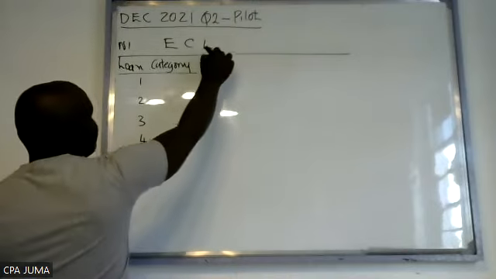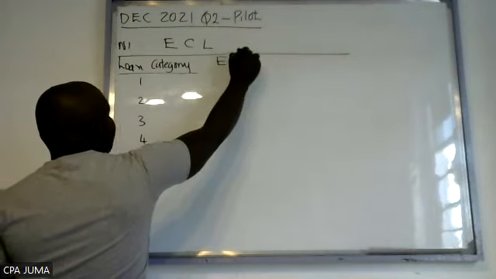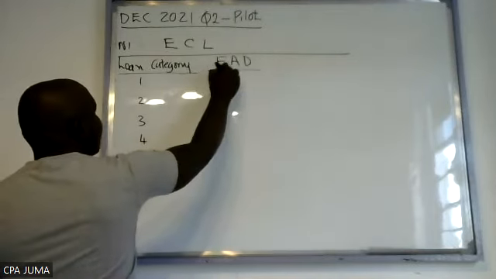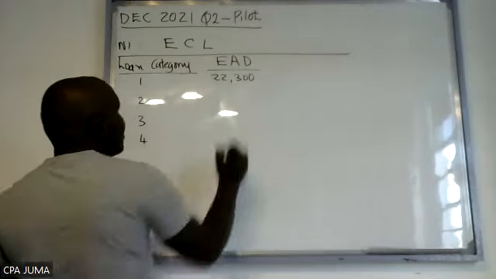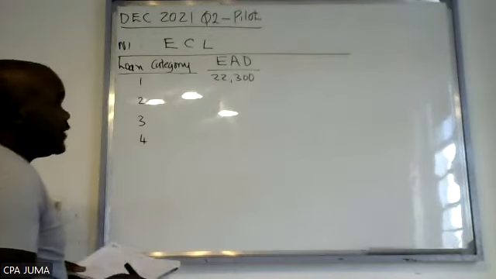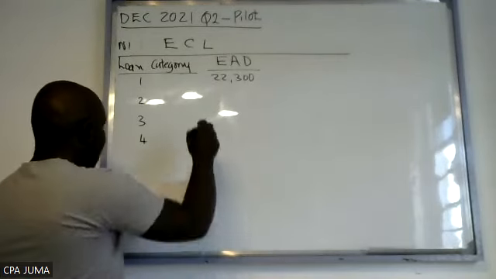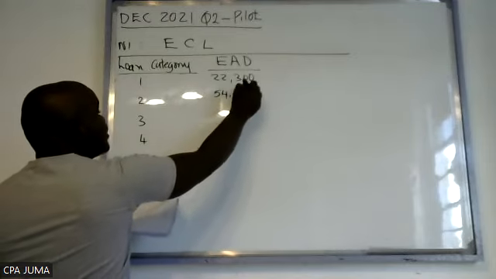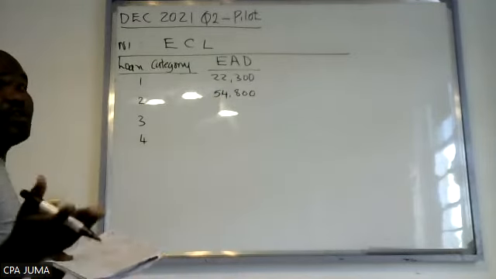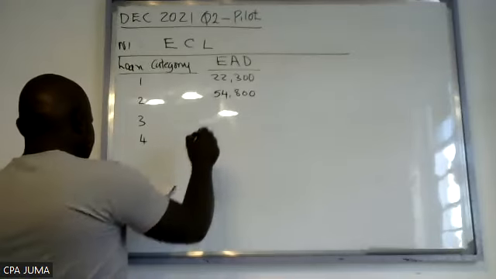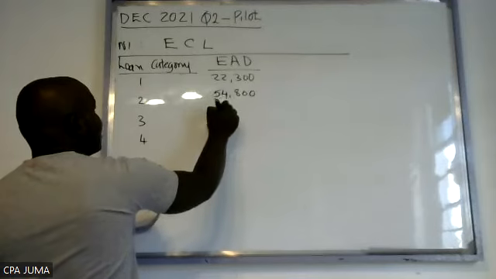Exposure at default. That is 22,300. If we have to be very thorough, you have to be very thorough. It's very serious. 54,800. You have to understand these things first. And once you understand the theory parts, the rest becomes easier. 65,700.